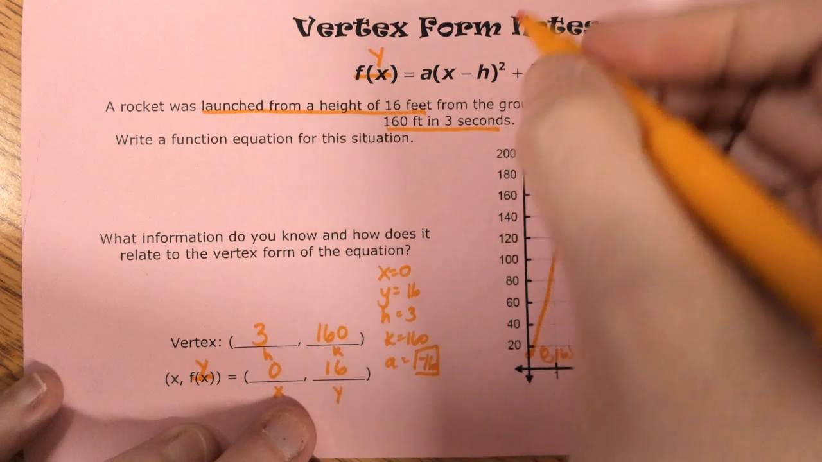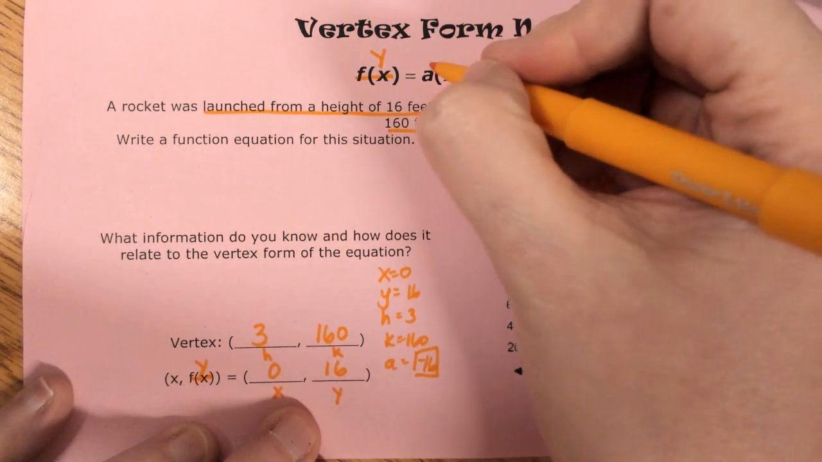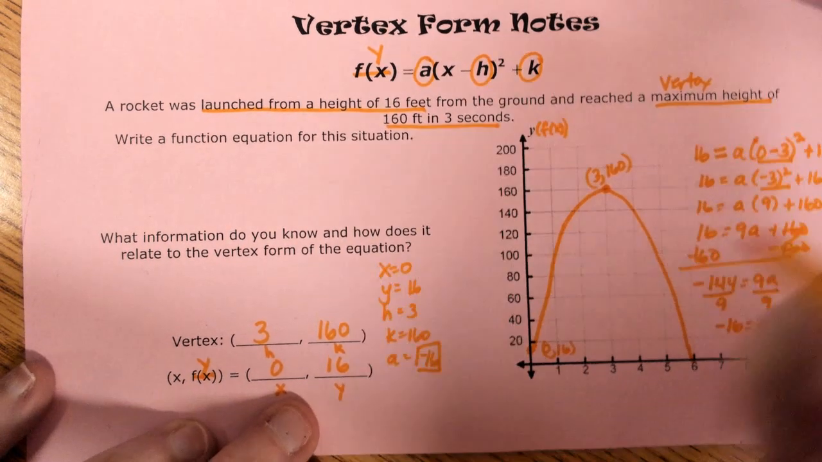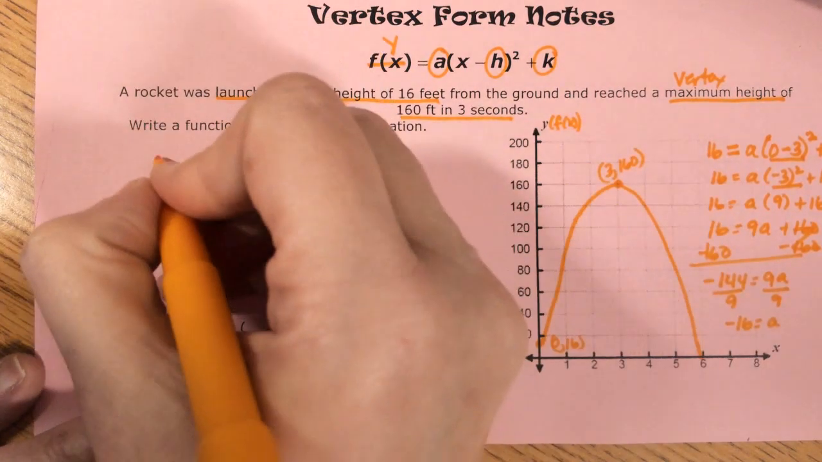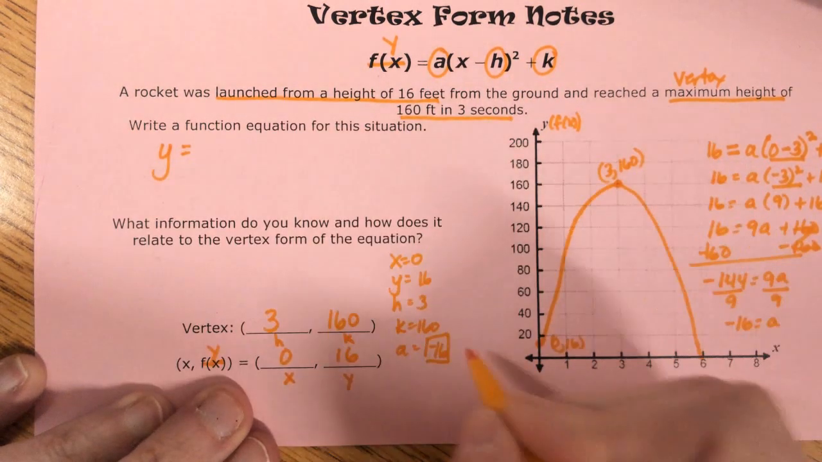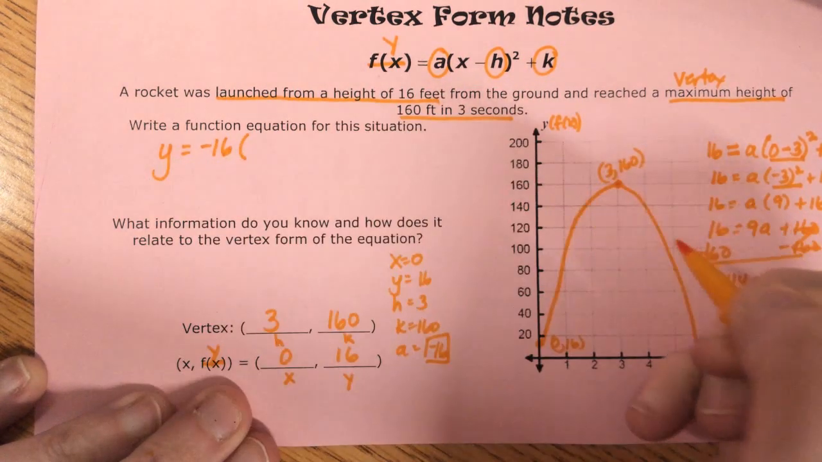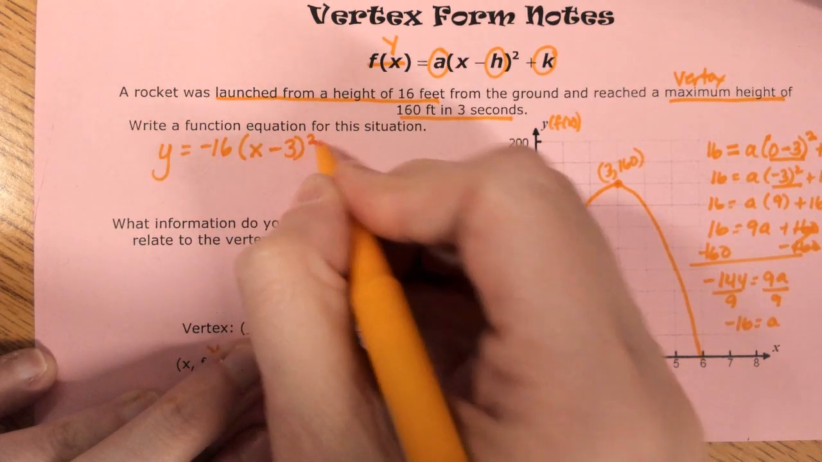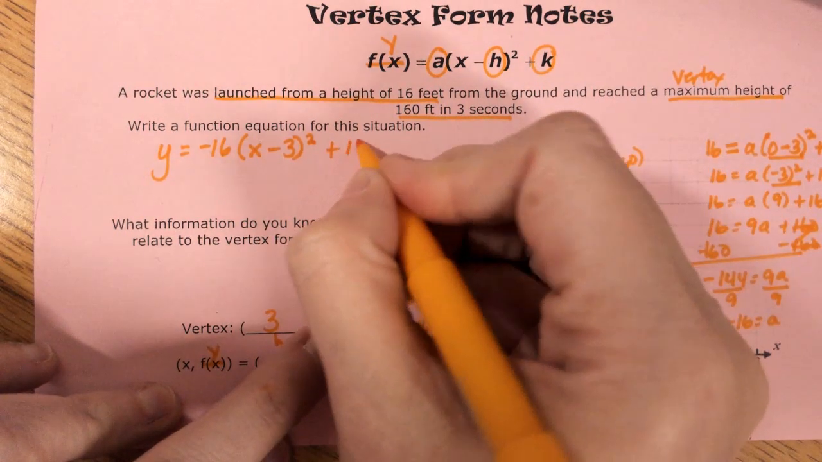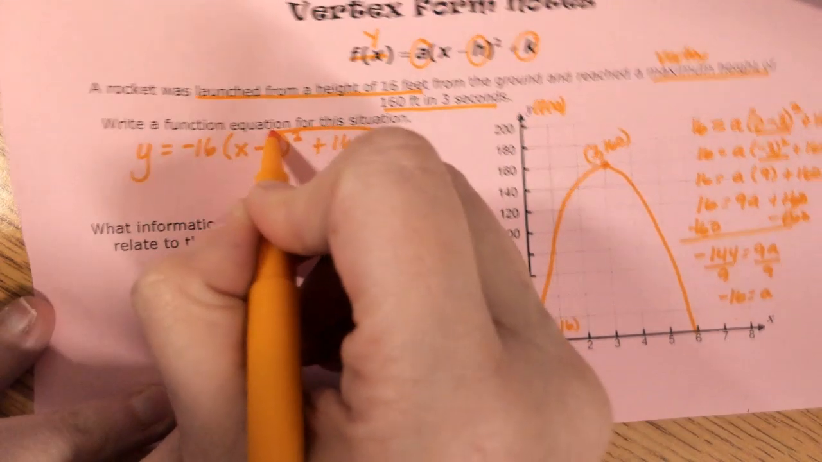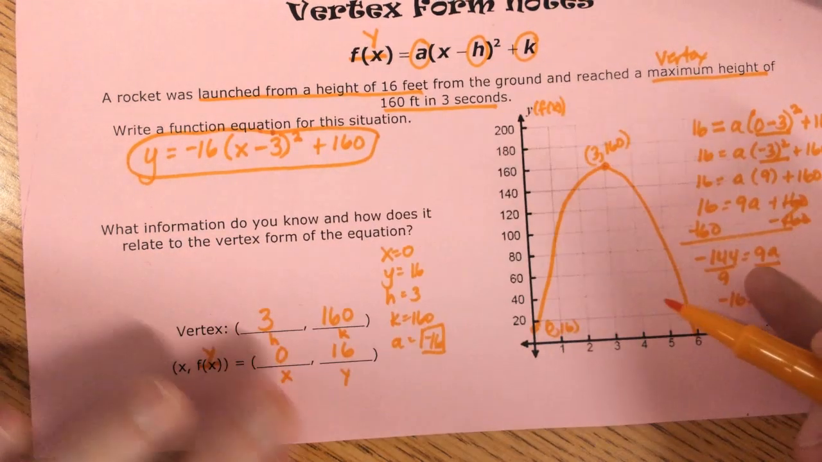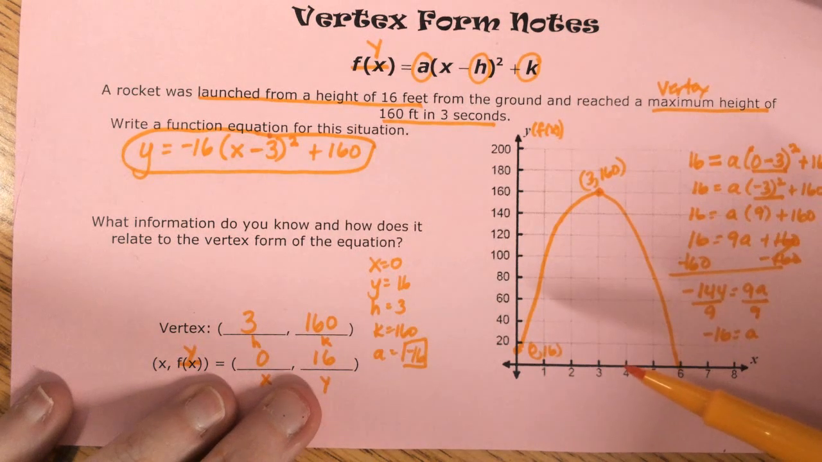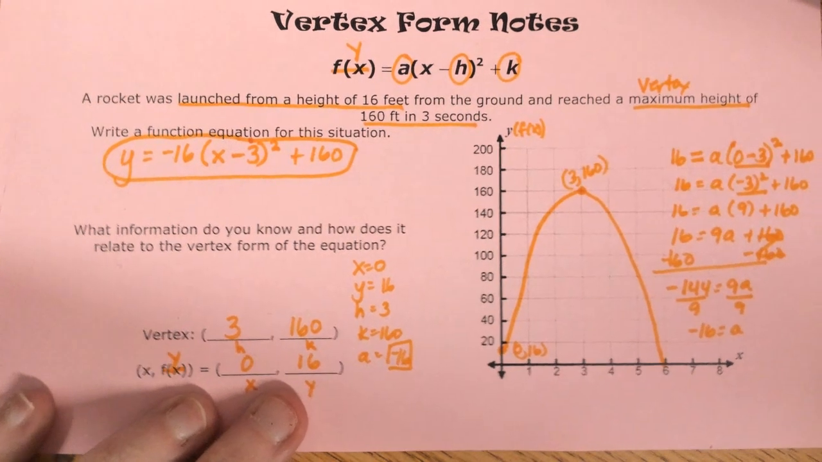So I can use what's left to substitute into vertex form. When I substitute into vertex form, I'm only going to substitute in for a, h, and k. So I have f of x, or y, equals a, negative 16, times x minus h, so minus 3 squared, plus k, which is 160. And that is the function that I can use to describe this graph. Now with this, I could plug it into the calculator. I could do all kinds of stuff with it. I could find any point they asked me to. But I can't do it until I have the equation, which is what we learned how to do.